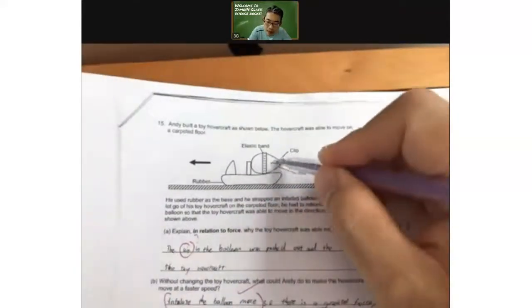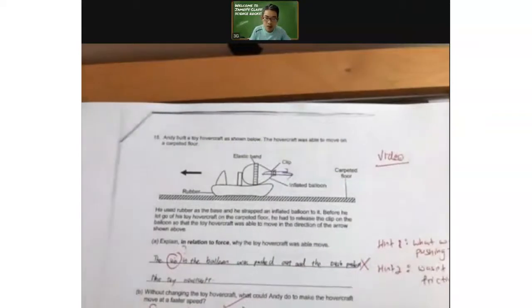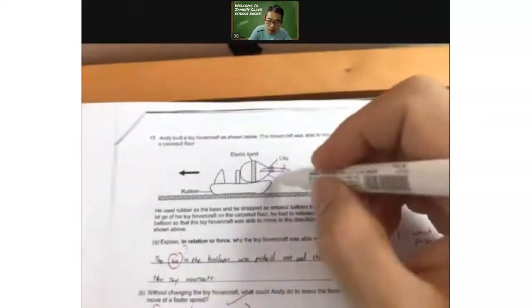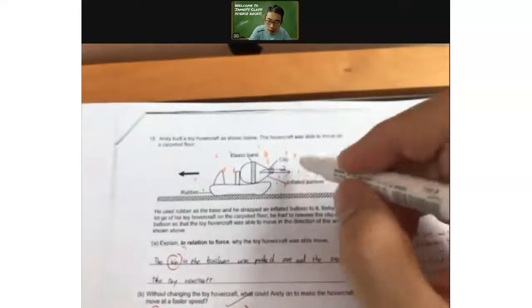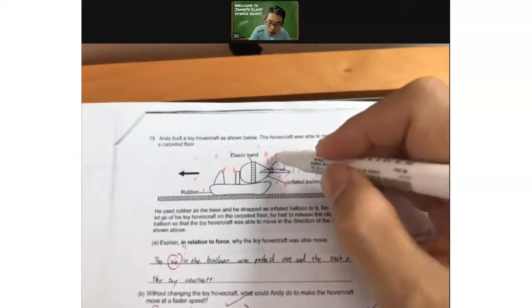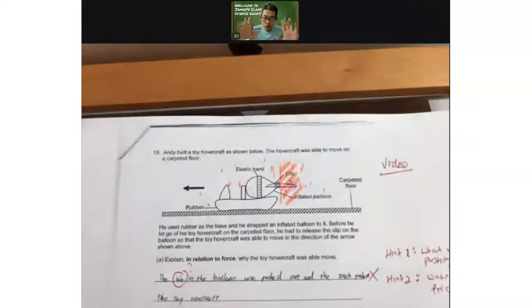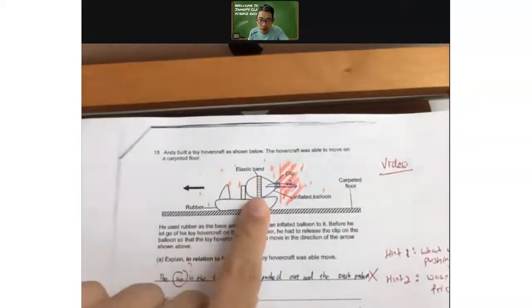As the air inside gushes outwards, what's outside? Air. Air is all over the place, right? All surrounding this. So there's a wall of air right here. So the air that's inside the balloon will gush out and push against the air that's outside. As you push against it, you will move this whole thing in this direction.